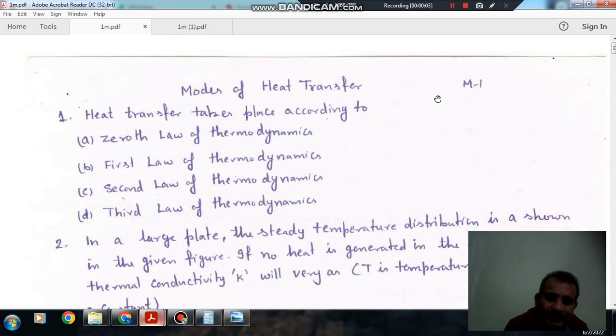Hello, welcome to next session. In this session, we'll solve some questions of heat transfer. The topic is modes of heat transfer.